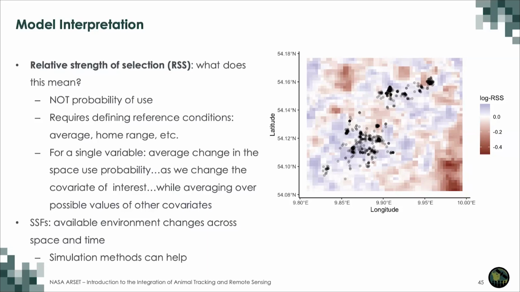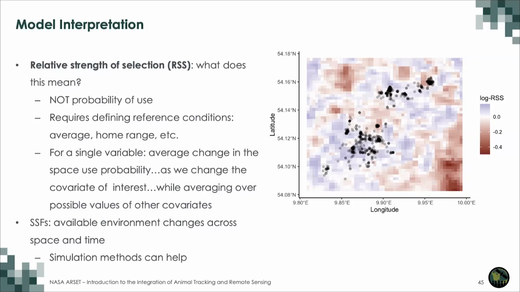And the reason for that is because in our conditional logistic regression, the available habitat changes across space. If we simulate a step starting at a given location, the available habitat is going to differ from a step starting 10 kilometers away. And so that's why this relative strength of selection has the word relative in it, and why we can't interpret it directly as the probability of use.